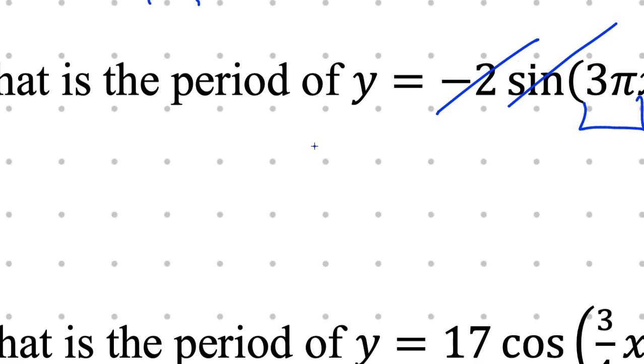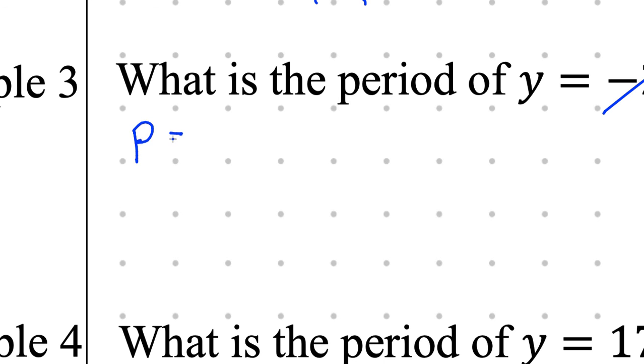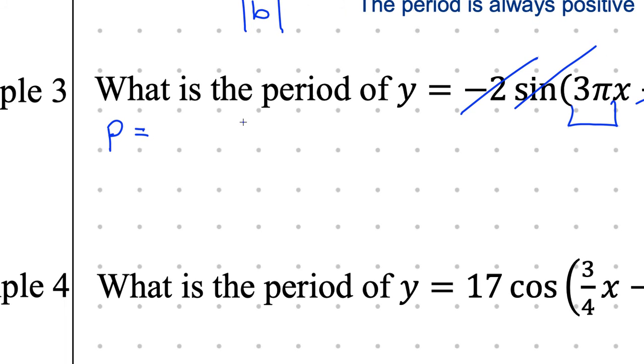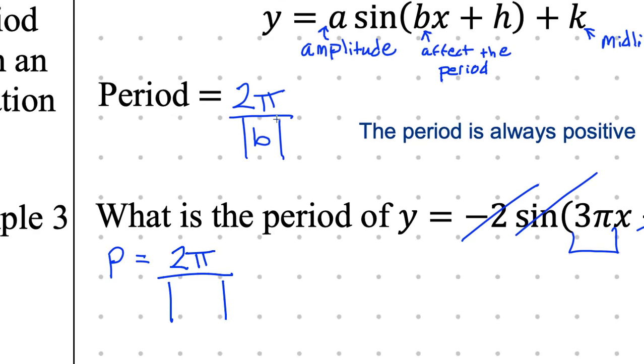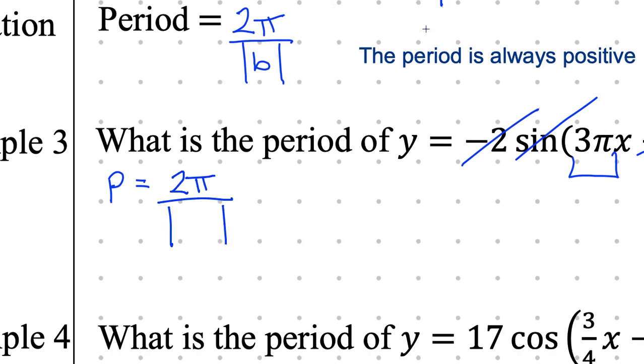All right, so I'm going to come over here and rewrite my formula. P is equal to something over something. Who can fill in the formula? Period is equal to what? Anna: 2 pi over absolute value b. And what is b? It affects the period. Our formula says b is the thing in front of the x. What is the thing in front of the x in this case? 3 pi, exactly. Well, 3 pi is already positive, so don't worry about the absolute value.